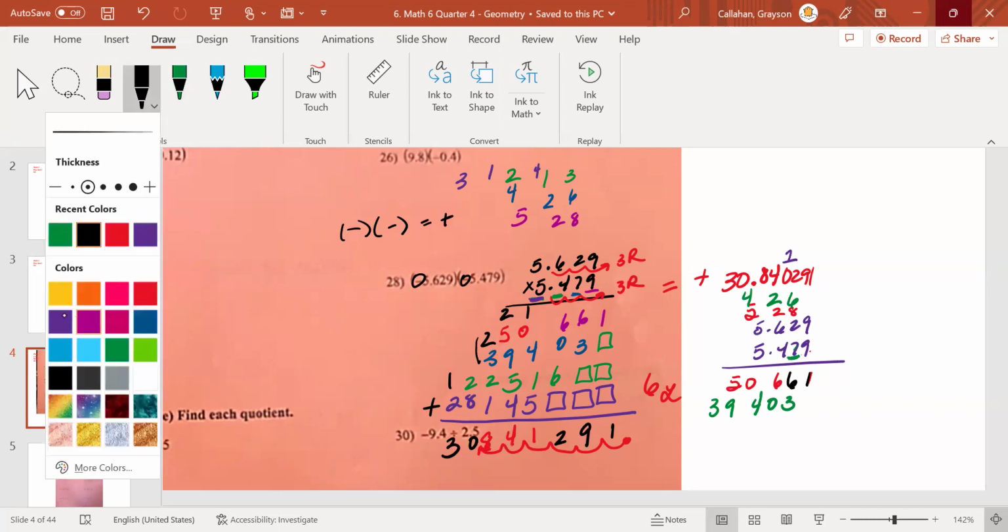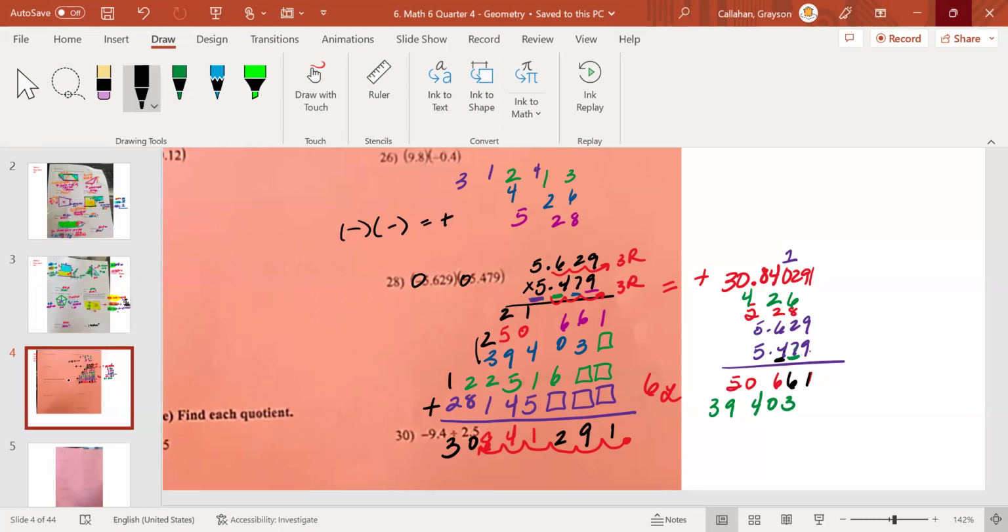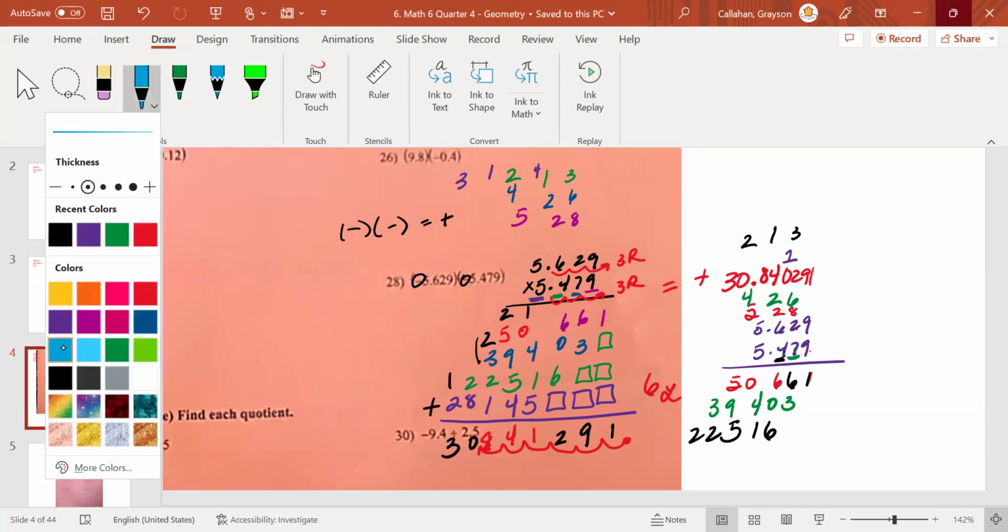Next one, Grayson. We're gonna go ahead and do 4. 4 times 9 is, excuse me, 36. 4 times 2 is 8. 4 times 6 is 24. 4 times 5 is 20. So 5.629 times 4 is 22516. That's correct. Okay. The next, Grayson, we're gonna do 5, right?